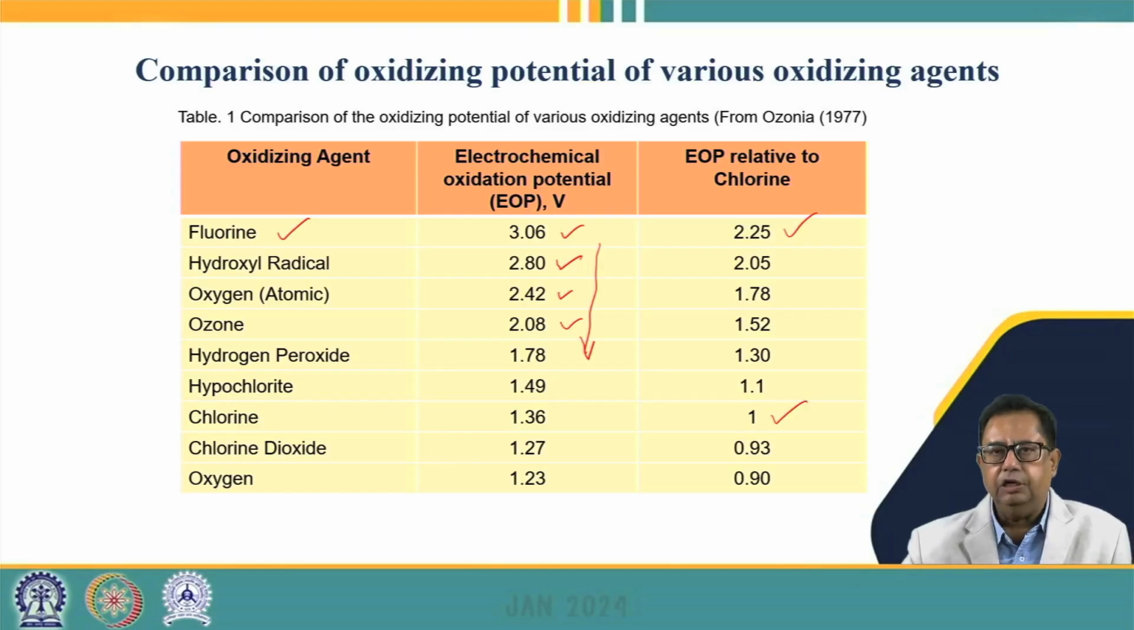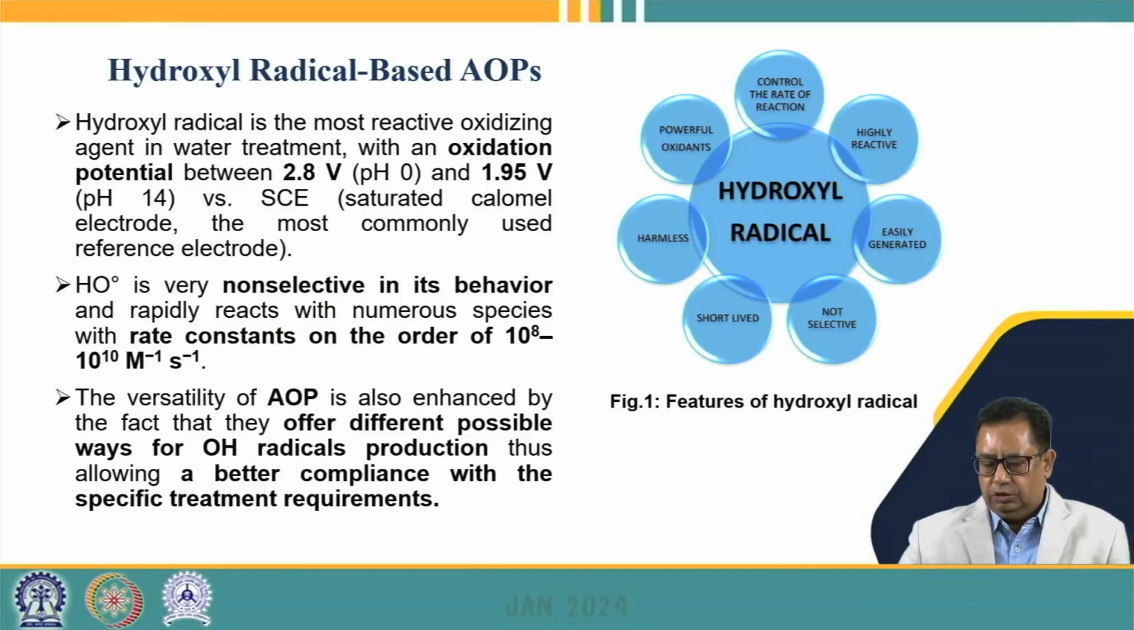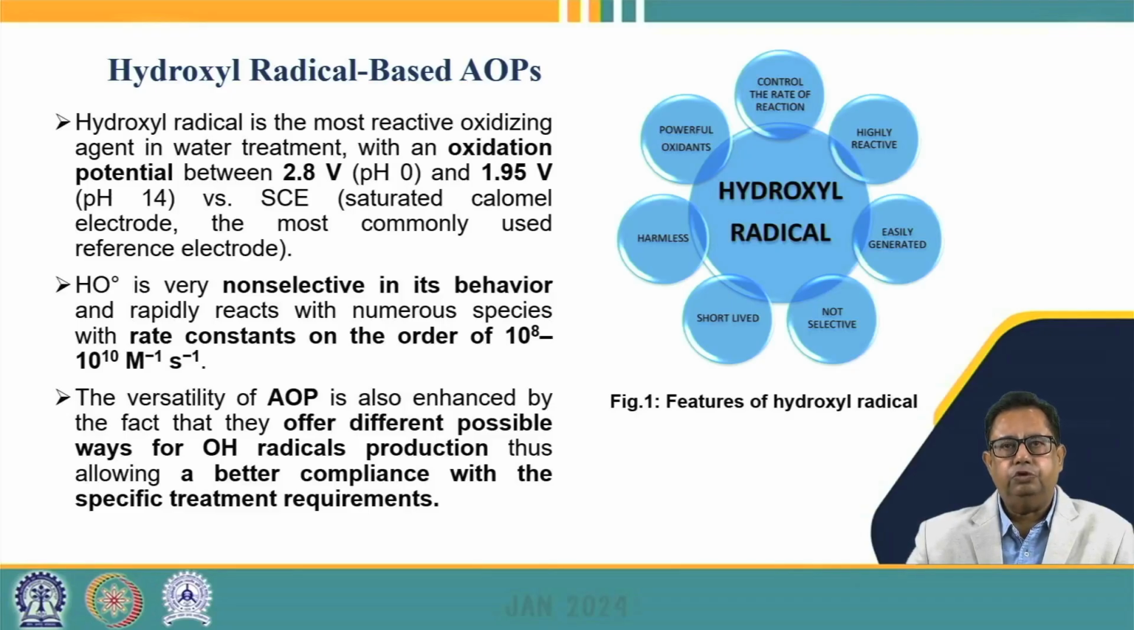But it is not generally used in wastewater treatment, as hydroxyl radical generation is more important in wastewater treatment. So when we talk of hydroxyl based AOPs, we see that the oxidation potential may vary from 2.8 volts to 1.95 volts depending upon the pH, right? And the dot OH has a very non-selective behavior, and it can rapidly react with a number of species, and the rate constants may be very high. It may be of the order of 10 to the power 8 to 10 to the power 10 per molar per second, right?